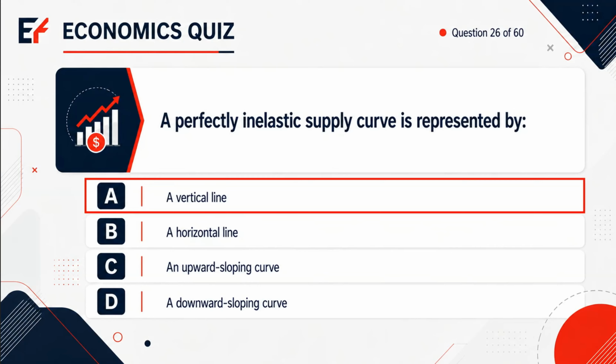Option B is wrong because a horizontal line represents perfectly elastic supply, where producers supply at one price only. Option C shows normal positive responsiveness to price, not zero responsiveness. Option D does not represent the usual supply relationship at all. Remember, perfectly inelastic means quantity is fixed, no matter what happens to price.